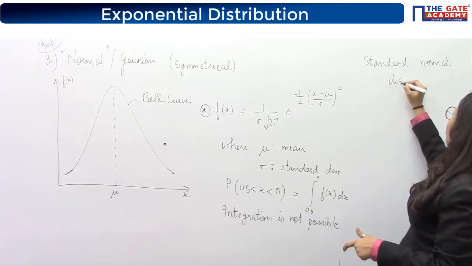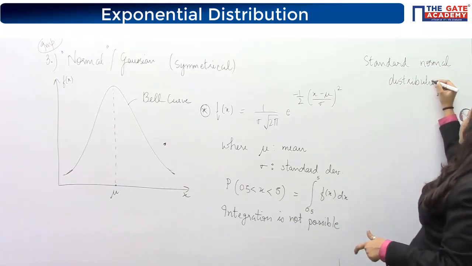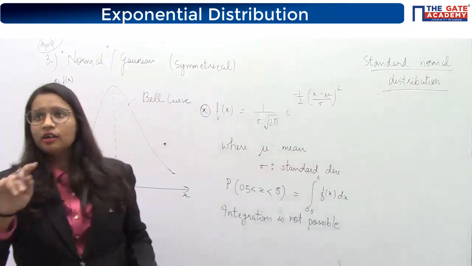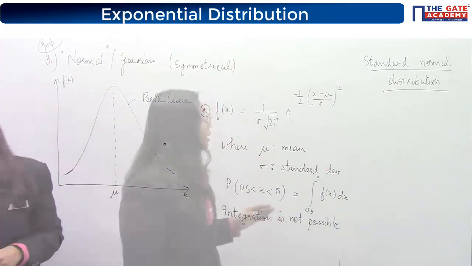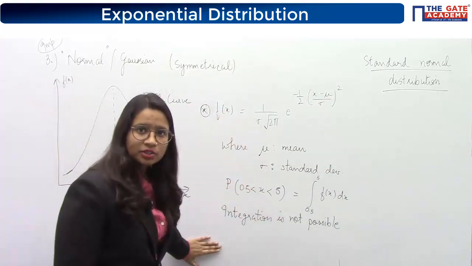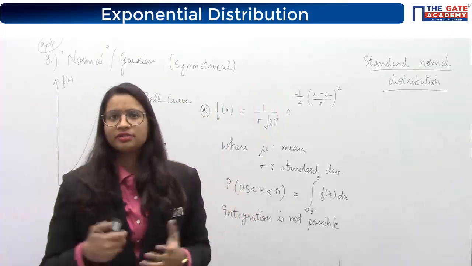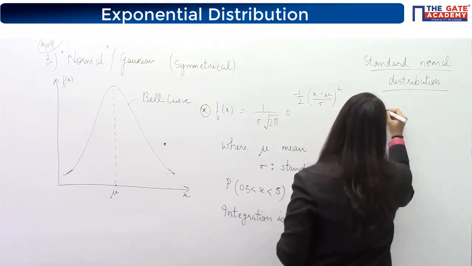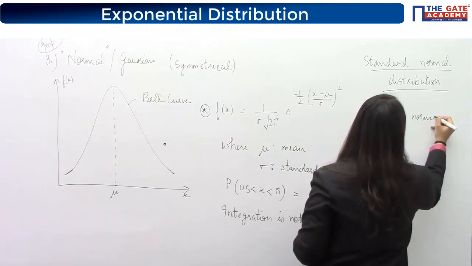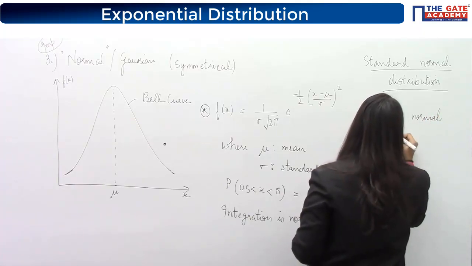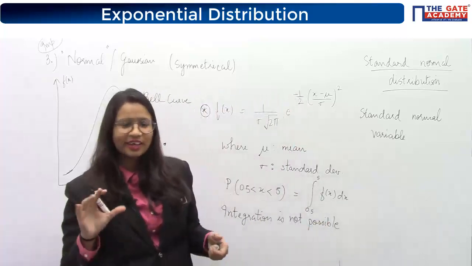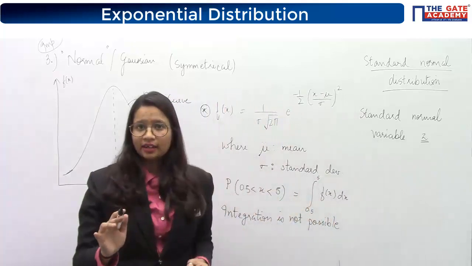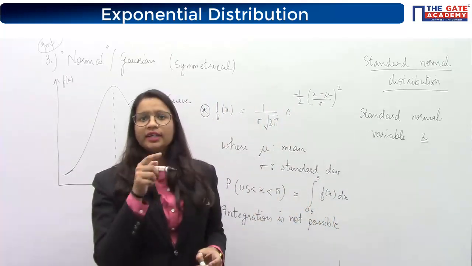Due to this problem of not being able to integrate and not being able to find the probabilities, we standardized the normal distribution itself into the standard normal distribution. First of all, because this was not possible, we have standardized. Now what have we standardized? We have taken a variable which we will define as the standard normal variable. Not a normal variable, it's the standard normal variable. So what is the standard normal variable? It is z, and this z is such that its mean is 0 and variance is 1.